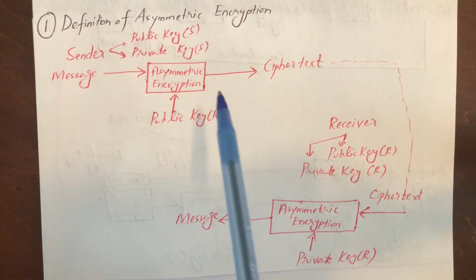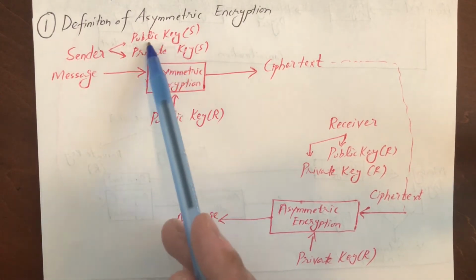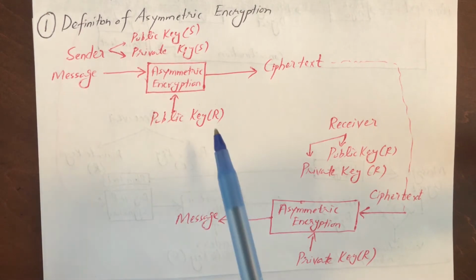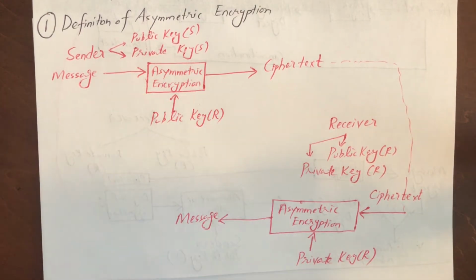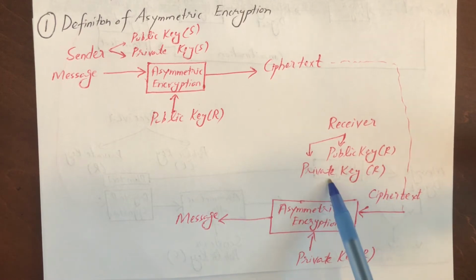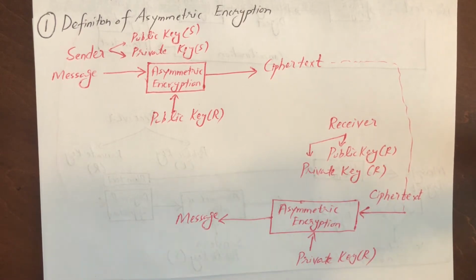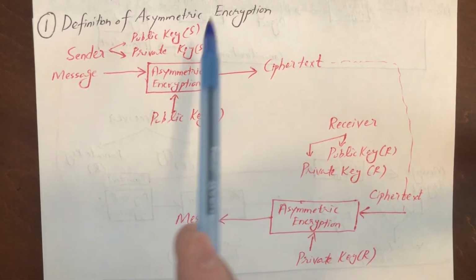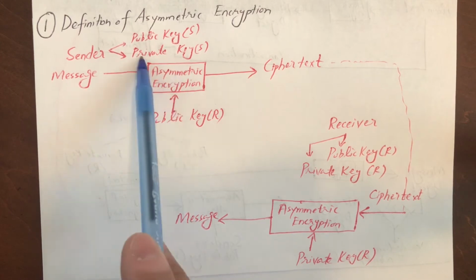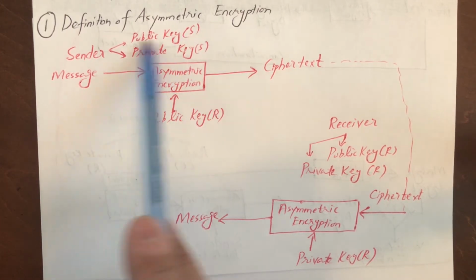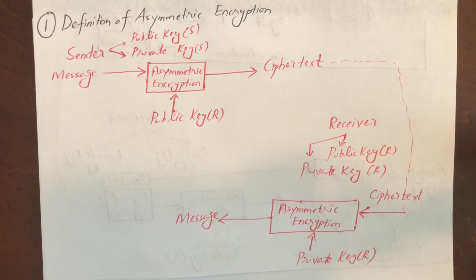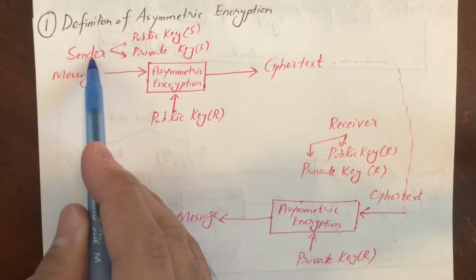Let's say, for example, if you encrypt anything by using the sender's public key, it can be decrypted only by using the sender's private key. If you encrypt anything by using the receiver's public key, it can be decrypted by using the private key of the receiver. And if you encrypt anything by using the sender's private key, it can be decrypted by using the sender's public key. For example, this particular sender could be Alice or Bob.